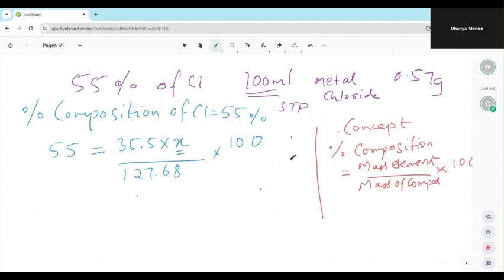Okay, so I'm using this concept. The number of atoms comes to 2. So the formula of the metal chloride is MCl2. Okay, so this is how we find out the number of atoms.